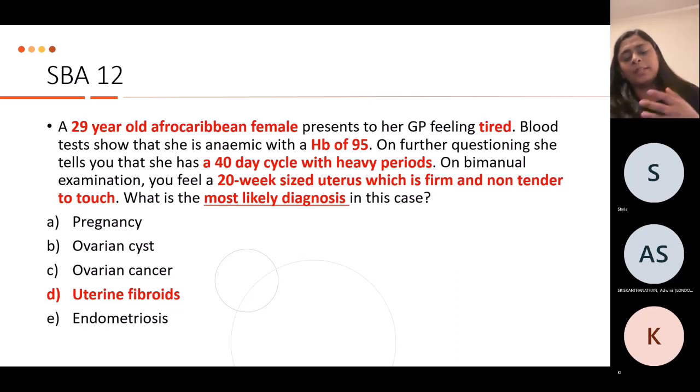Again, it's about what is the single best answer. You could have mentioned pregnancy, which is actually probably a very valid point, but everything in the stem of the question is pointing towards fibroids. The reason I mentioned a 20-week size uterus is because that's how we measure it as obstetricians and gynecologists. That's what we refer to when we feel a mass in the abdomen.